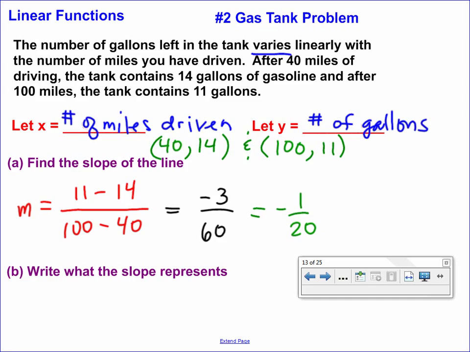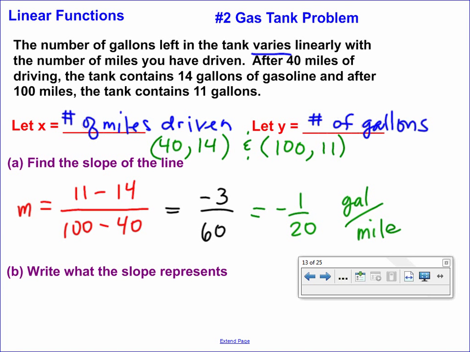So 11 and 14, are those x coordinates or y coordinates for my points? And what is y measured in for this problem? Good. So gallons would be my top unit per, and what would my bottom number be measured in? Miles. Good. So let's go ahead and interpret my slope number in context.